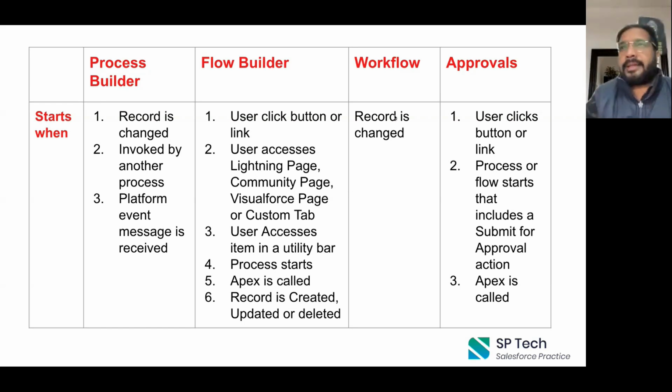And next we have workflow. Workflow is basically called whenever a record is changed. This is the only option under which your workflow rule will work. And last we have approvals. Whenever a user clicks a button, a process or flow starts. You can launch approvals through a flow as well, and Apex is called. So these are some options through which you can initiate approval processes.